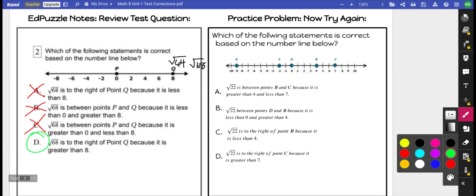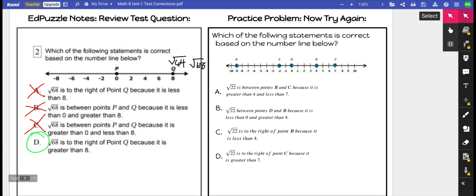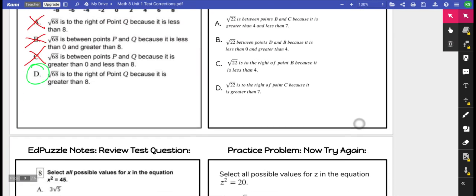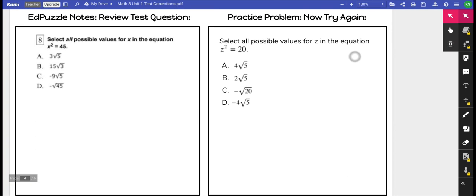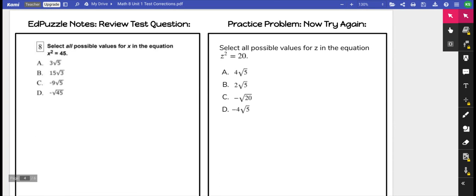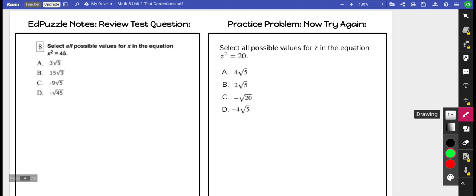Okay, so now we've done the first problem. You've done the practice problem. Let's look at our second problem. Okay, this is one of the other most missed problems. It was number 8 on your test. So in this problem, let's read it and see what it's asking.